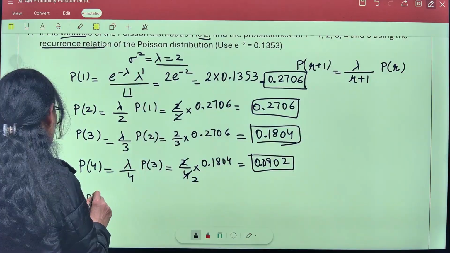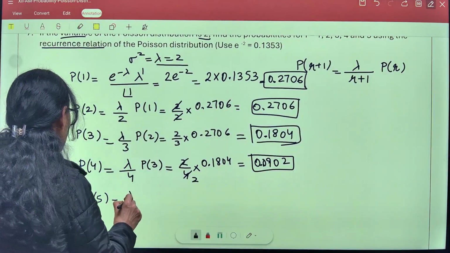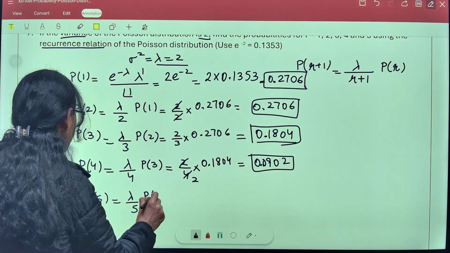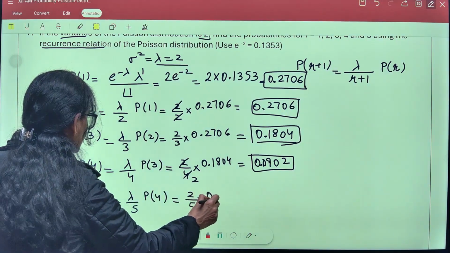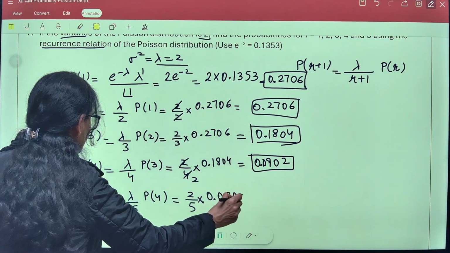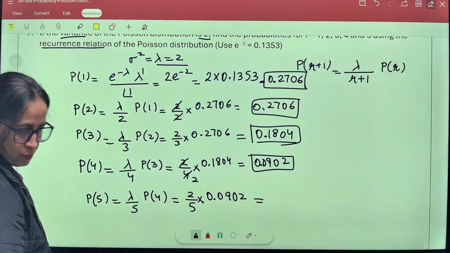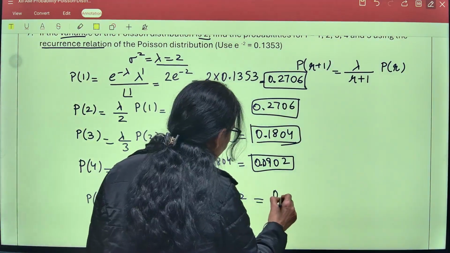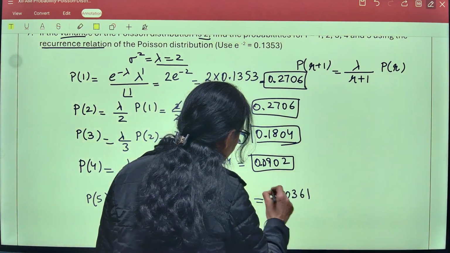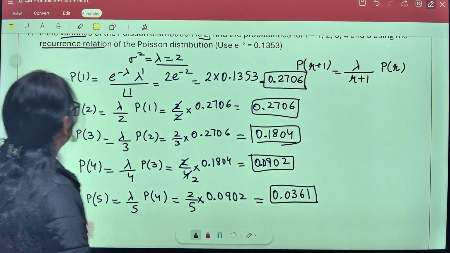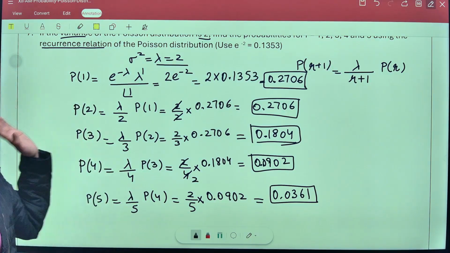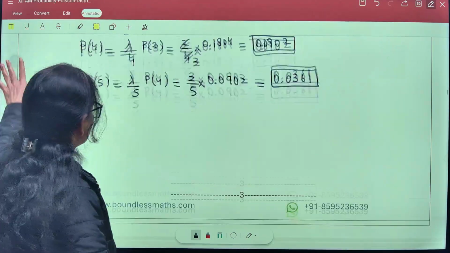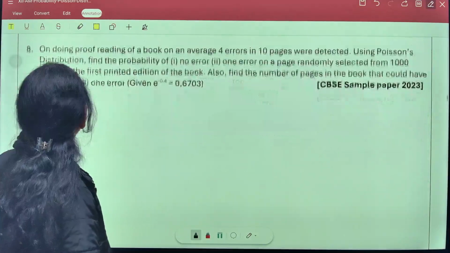Next, P5. P5 is going to be lambda upon 5 into P4. Lambda is 2, so it is 2 by 5 into 0.0902. And when you calculate this, you get a value of 0.0361. So you found all the values using the recurrence relation. Now, because the question said you have to use recurrence relation, so you use it. But in other questions, just avoid using recurrence relation.